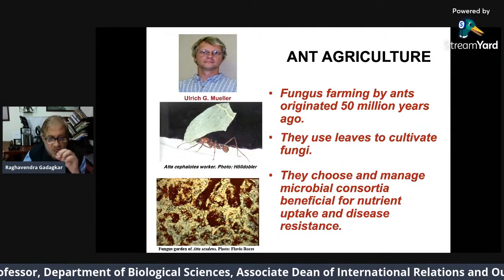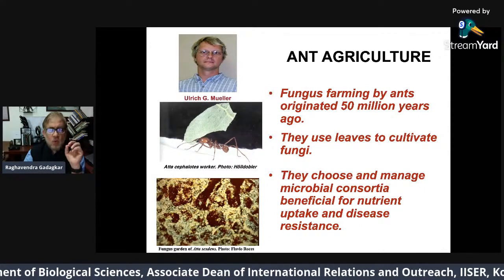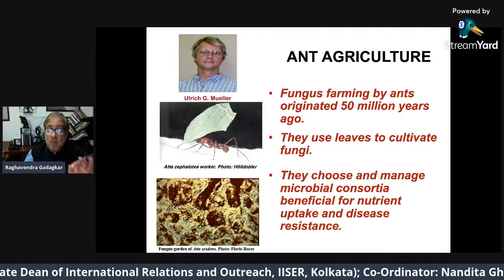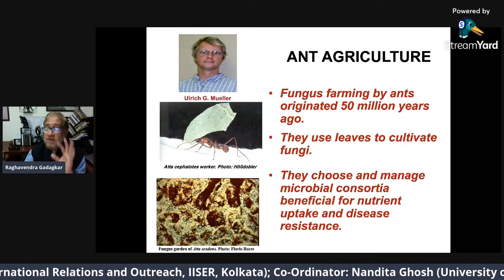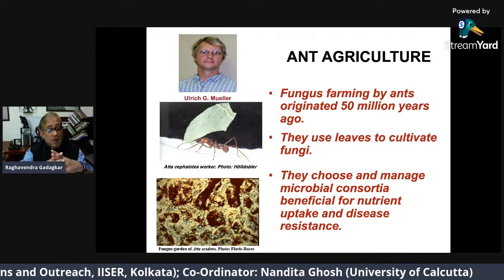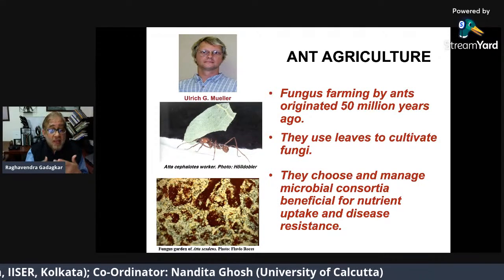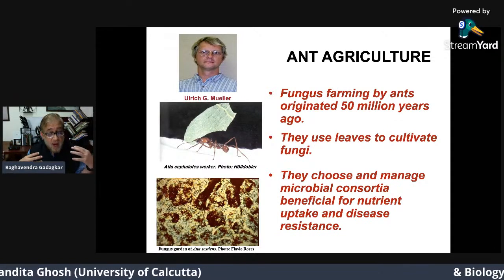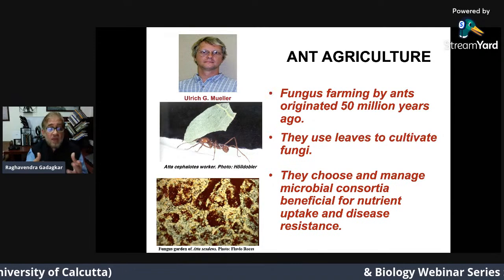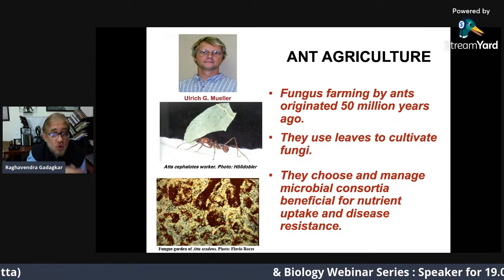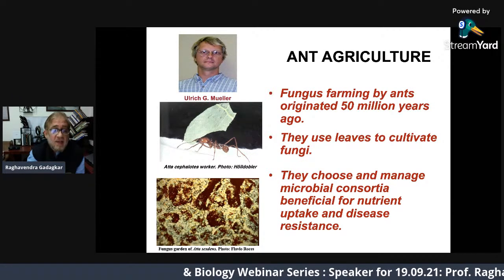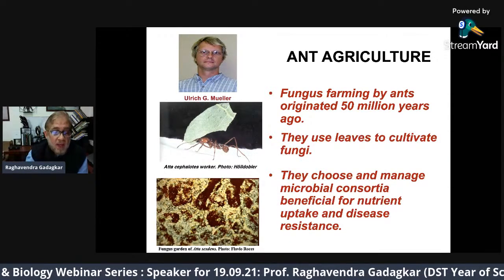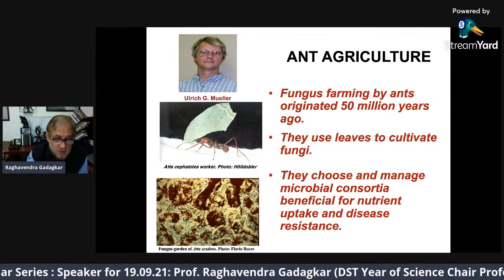And among the many things that we can learn from them, I'll just mention one. They choose and manage microbial consortia, beneficial for nutrient uptake and disease resistance. So they use a consortia of microbes, and they actually choose these and grow these. And some of them, they grow on their bodies, and the appropriate mix of microbes they use. And that's how they're able to both maintain fertility and therefore sustainability, take care of unwanted pests, and keep their agriculture safe from these kinds of things.